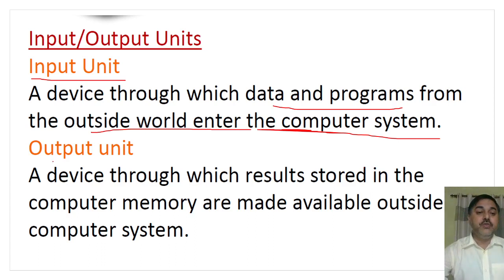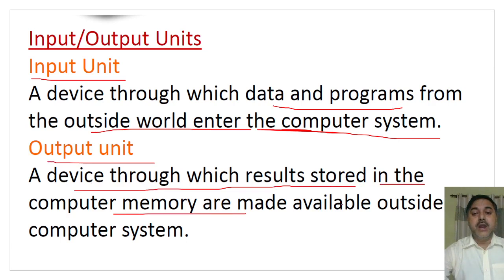And output unit, what do you mean by output unit? A device through which the results stored in the computer memory are able to be seen by an outsider, the particular thing that has been done. That means the result stored in the computer can be visible to the outside people.